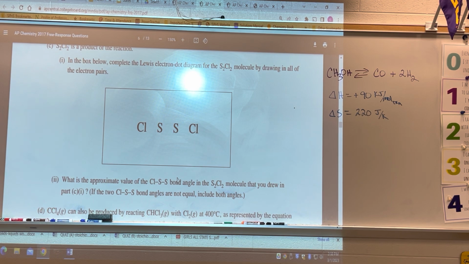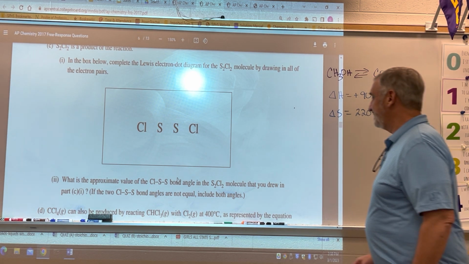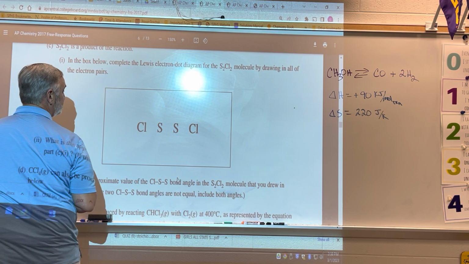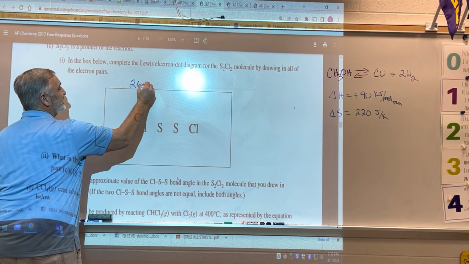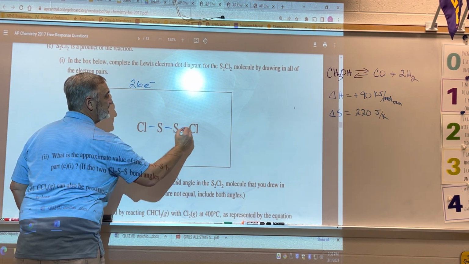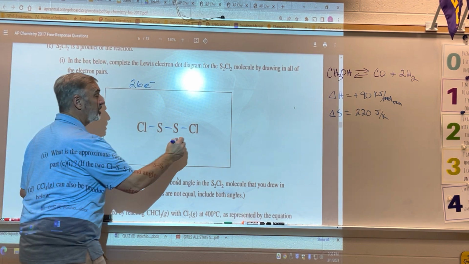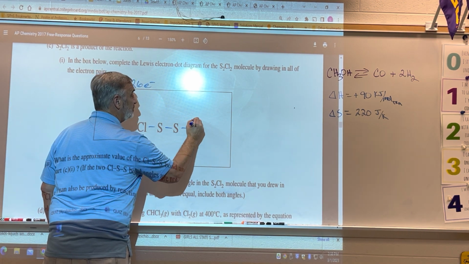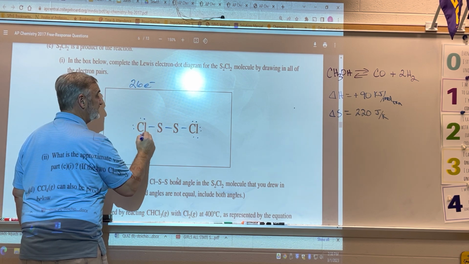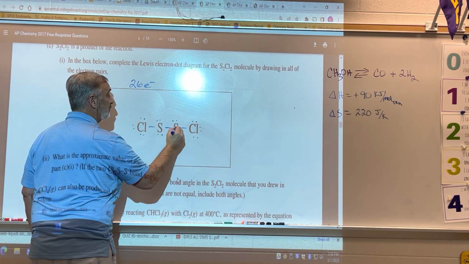Don't make it complicated. How many electrons do we have? 26. Okay? So 26 electrons, step one. Put my single bonds. So that's 2, 4, 6. Just start on the outside. 8, 10, 12, 14, 16, 18, 20, 22, 24, 26.